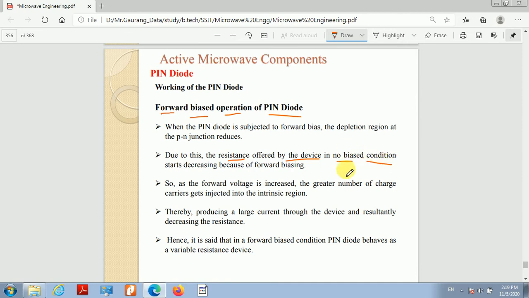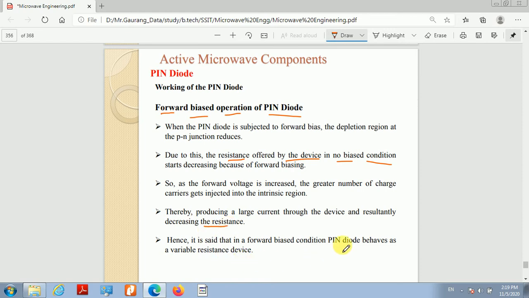मतलब नो बायस कंडीशन में जो रेजिस्टेंस डिवाइस ऑफर करता था, इसके कंपेयर में फॉरवर्ड बायस में रेजिस्टेंस डिक्रीज हो जाएगा. ओके, सो एज वी इंक्रीज द फॉरवर्ड बायस, द ग्रेटर नंबर ऑफ चार्ज कैरियर्स गेट इंजेक्टेड इनटू द इंट्रिंसिक रीजन and thereby producing the large current through the device, and ultimately we can say that the resistance of the device decrease. ओके, तो मतलब क्या हुआ कि जैसे हमने फॉरवर्ड बायस दिया, the resistance of the device is reduced.